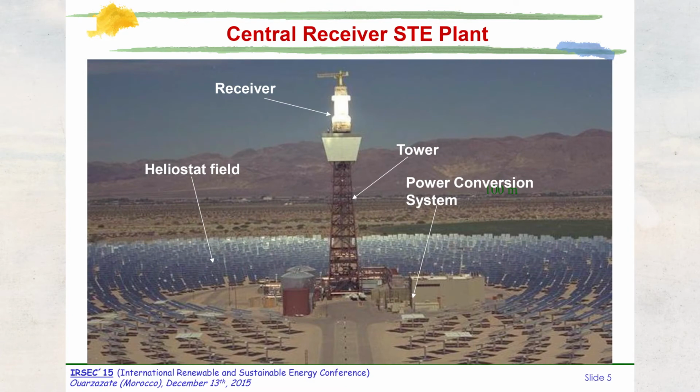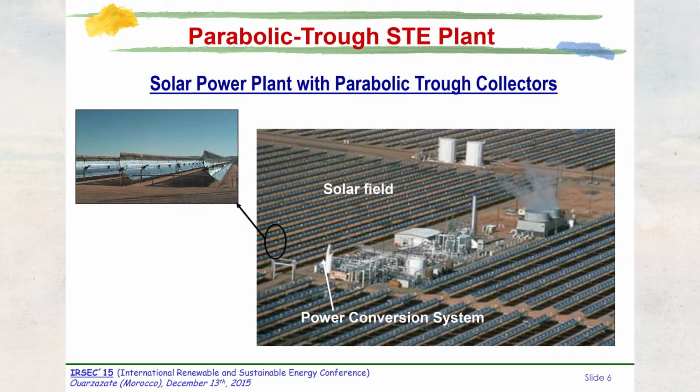This is a nice view of a solar thermal electricity plant with central receiver. This is the technology that will be used in NOR 3 here in Ouarzazate. We have the receiver on top of the tower, and we have many mirrors called heliostats reflecting the solar radiation onto the receiver, and the working fluid in the receiver is heated up because of this concentrated solar radiation. And then we have a power block, a power conversion system at the bottom of the tower, converting this thermal energy into electricity.